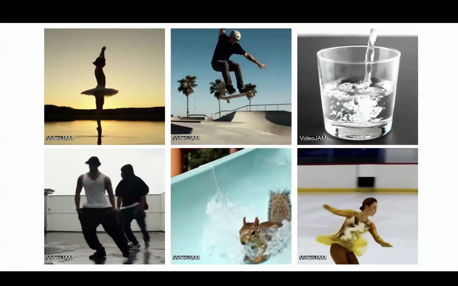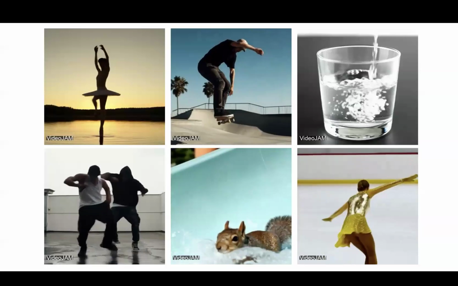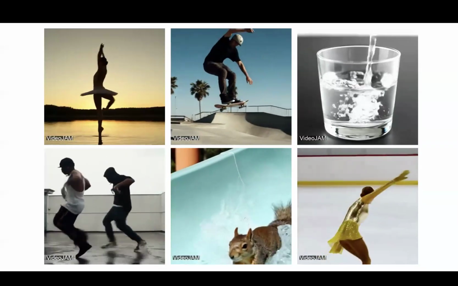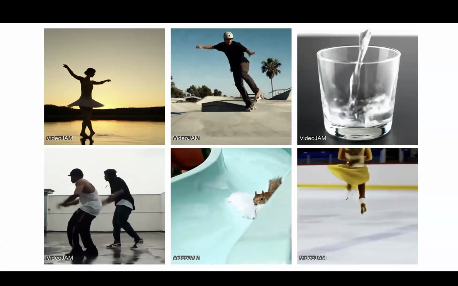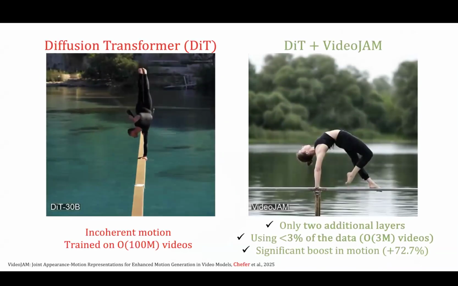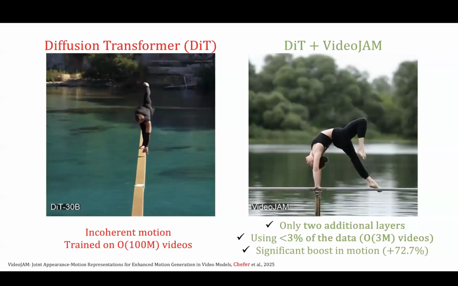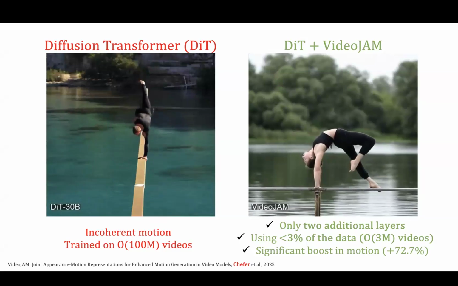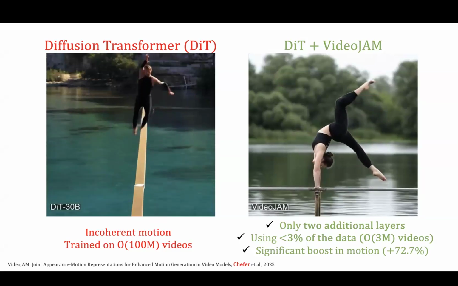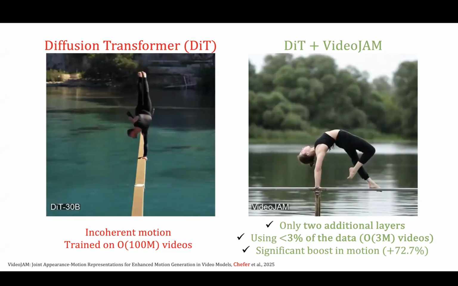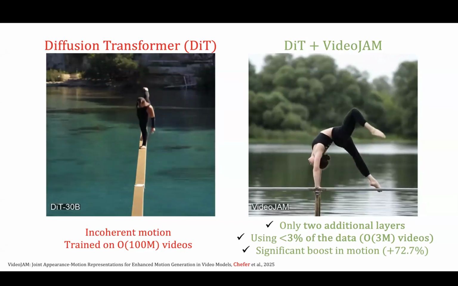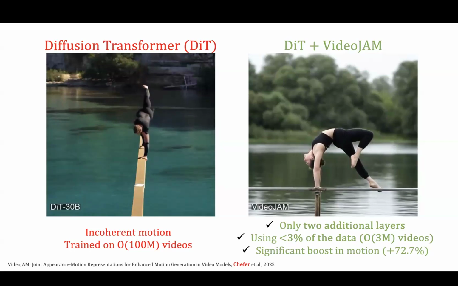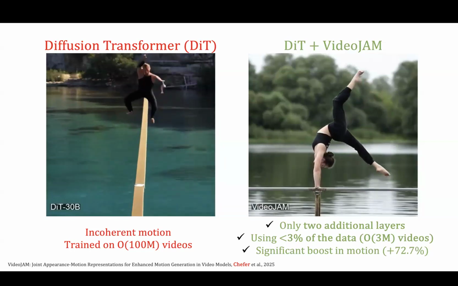So a few examples here of what this model can do. Complex motions, water motions, kind of motion types that existing video models struggle with significantly. And if again we do this breakdown of what happened before VideoJam and after VideoJam, we can see that the original model was trained on 100 million samples. We only trained our model, or fine-tuned the model, on 3 million samples, so less than 3% of the training data of the model. So significantly reducing the number of videos that we show the model.